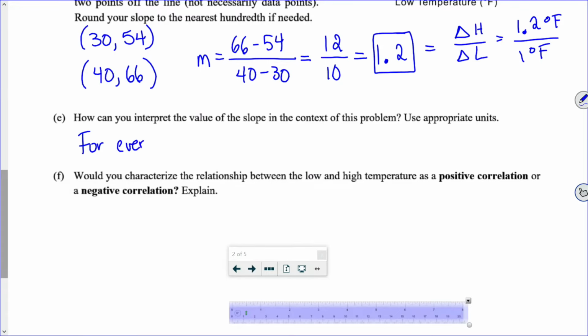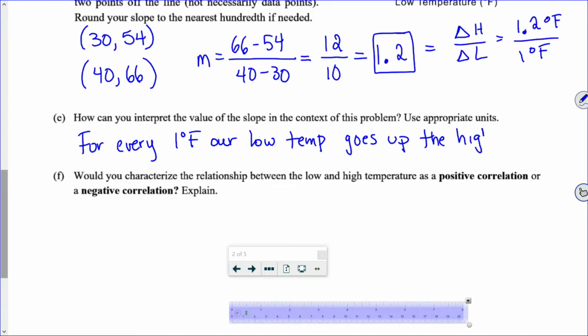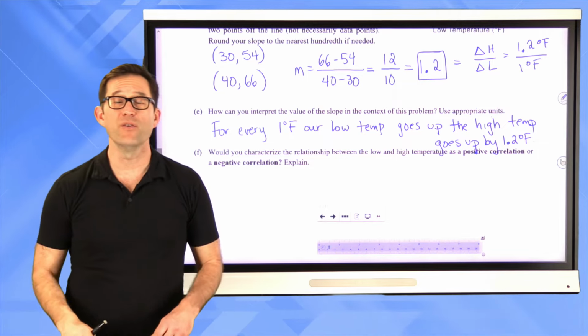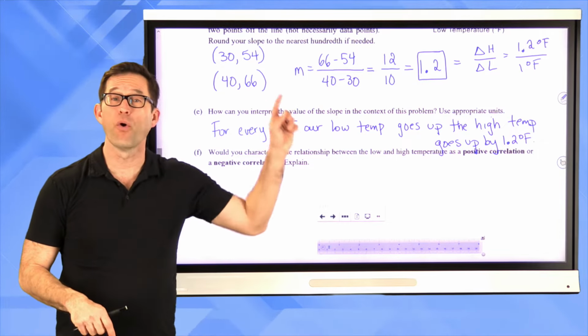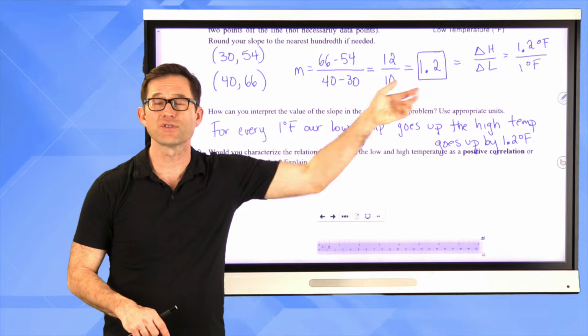For every 1 degree Fahrenheit, our low temp goes up, the high temp goes up by 1.2 degrees Fahrenheit. Now, you very likely will have a different answer because in theory, you've drawn a different line of best fit and you've pulled 2 different points off of it, so your slope should be slightly different.